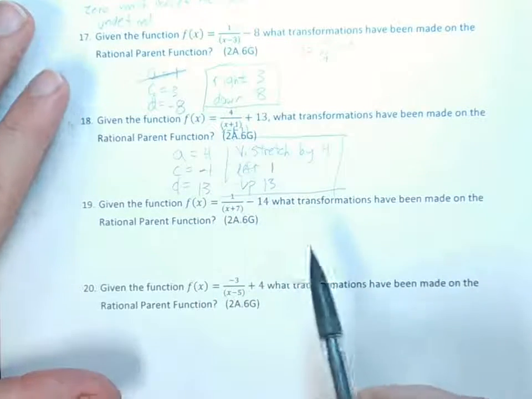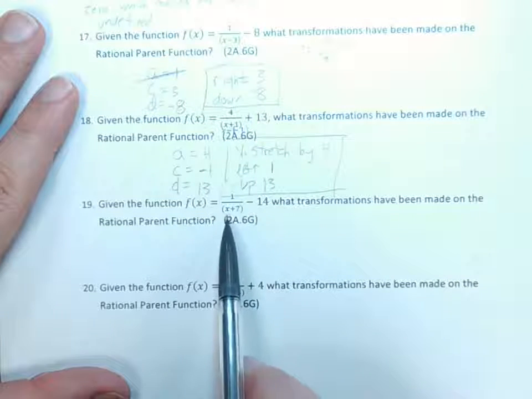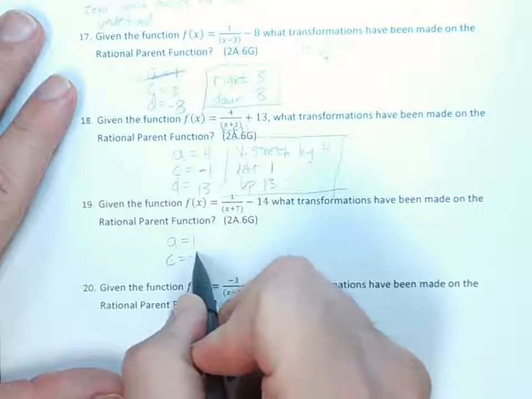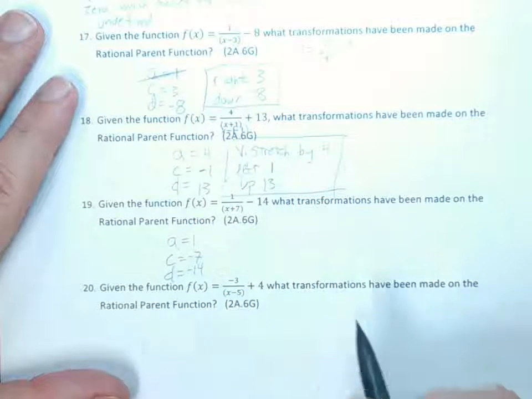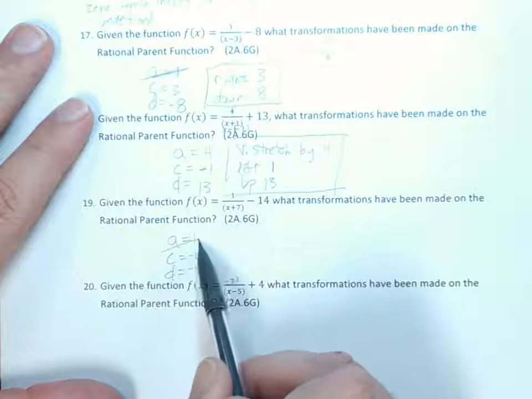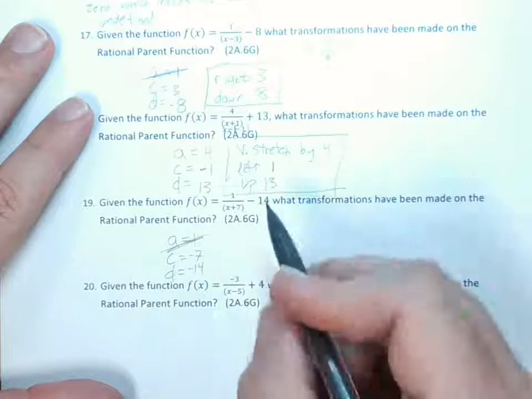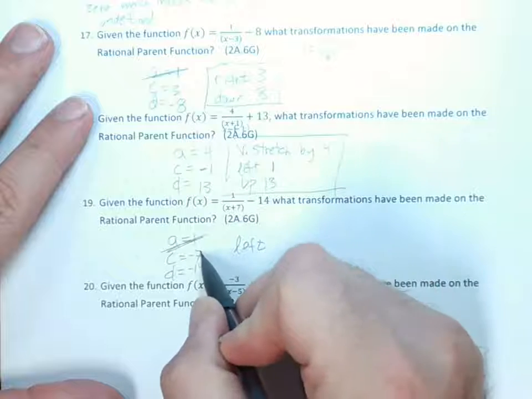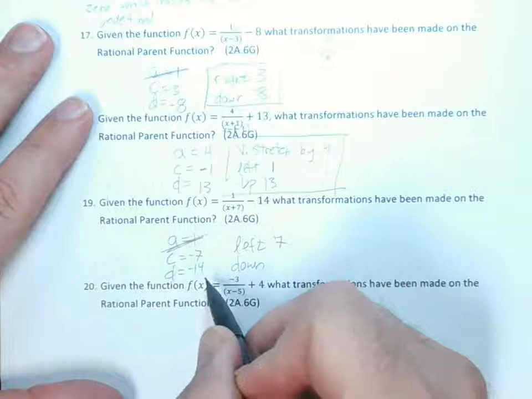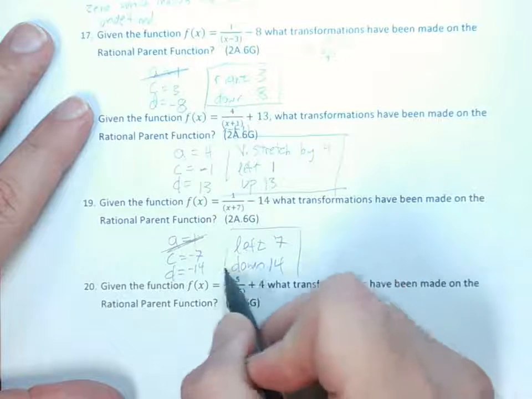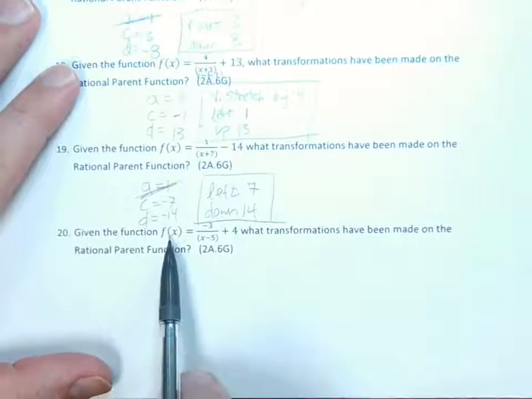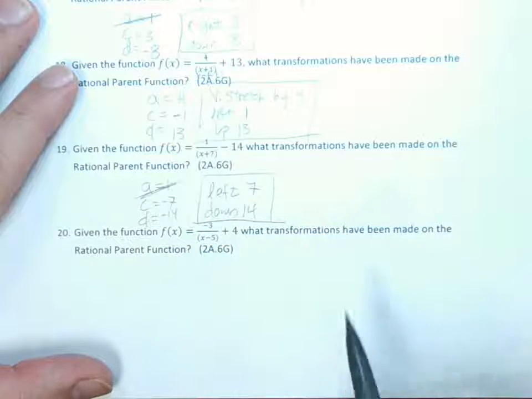All right. Next up, we've got number 19. So f of x equals 1 over x plus 7 minus 14. My A value is 1. My C value is negative 7. My D value is negative 14. Once again, the A value is not negative, so no reflection, and it equals 1, so there's no vertical stretch. For the C value, it's a negative number, so that means it's going left, and we'll be going 7 units. The D value is negative, that means it's going down, and the value is 14, so we'll be going down 14.